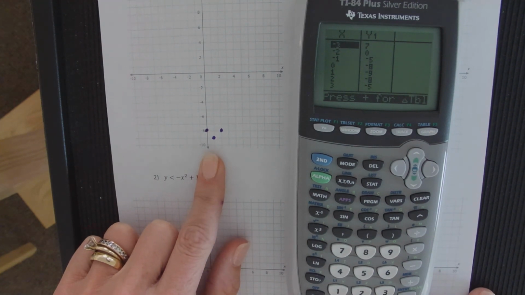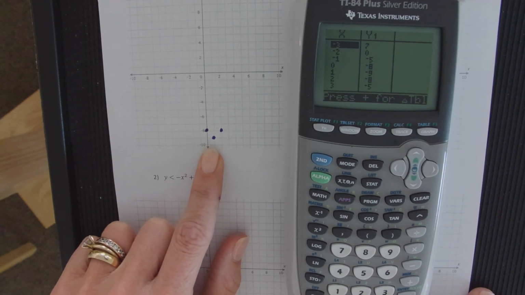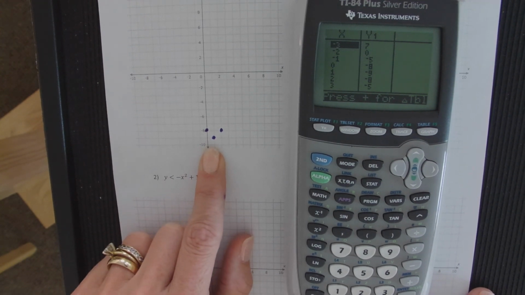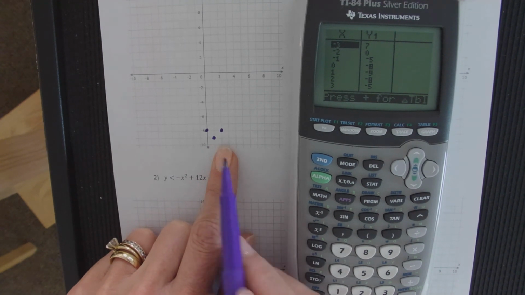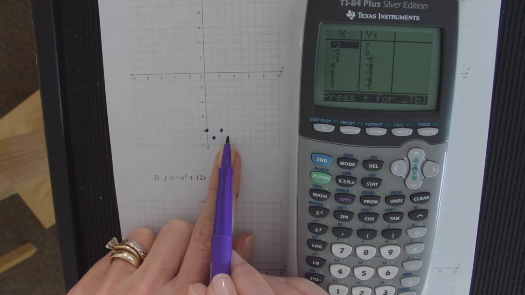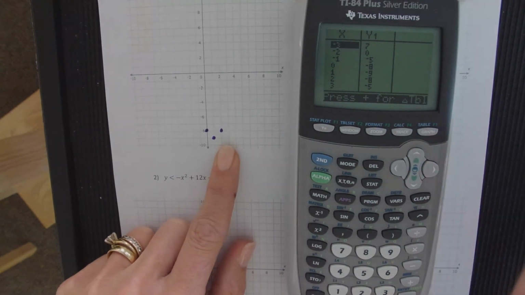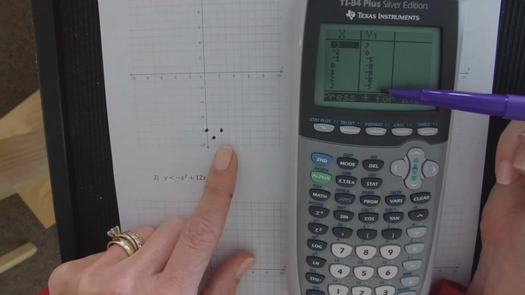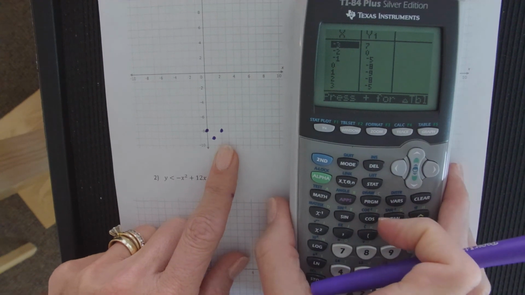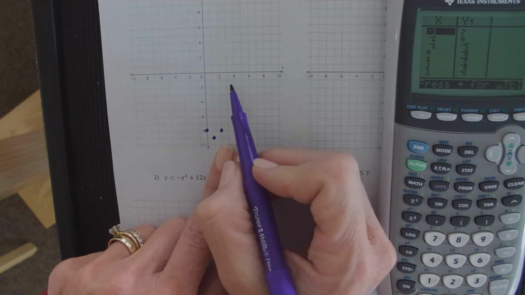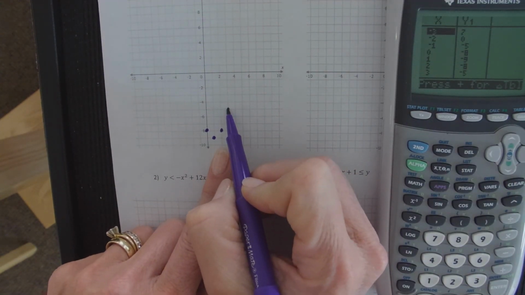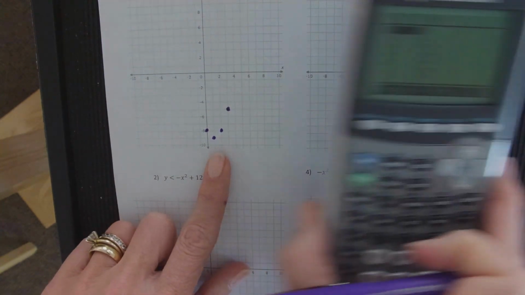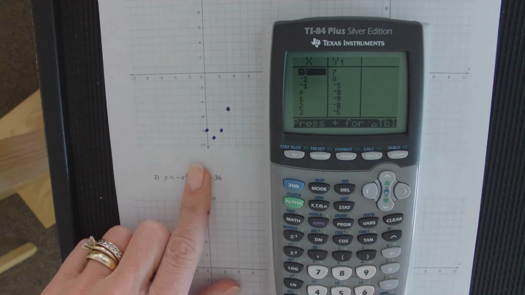All right, we're not done. We need to do at least 2 more. I'm going back to my vertex, which is at 1. I did 2, so the next number is 3. Go to your table. When x is 3, what is y? Negative 5. 3, negative 5. Okay, here I go. Right there.